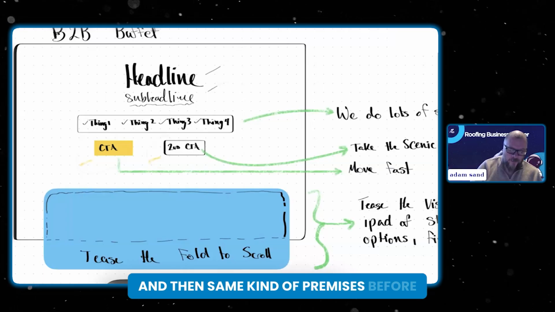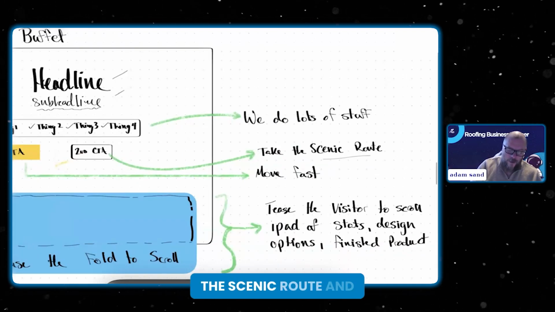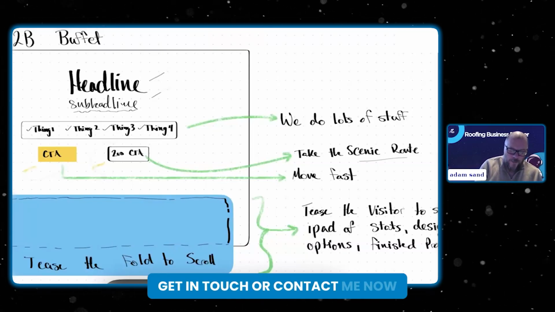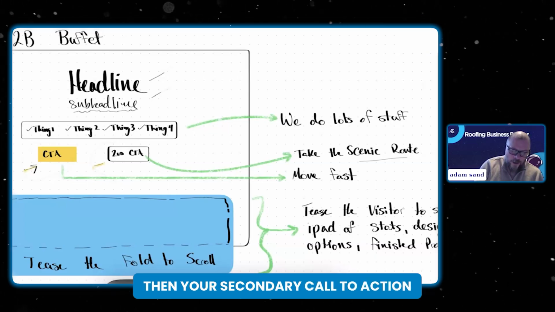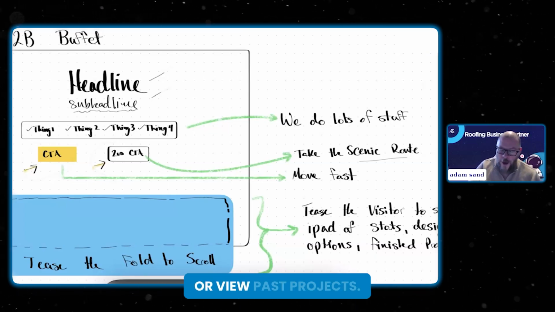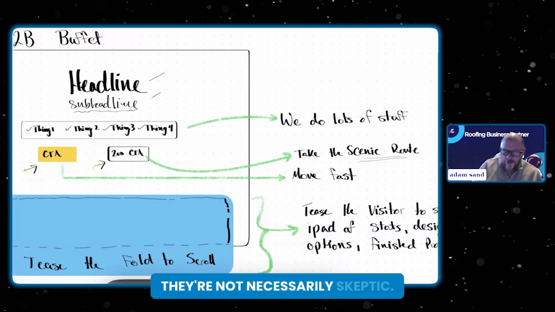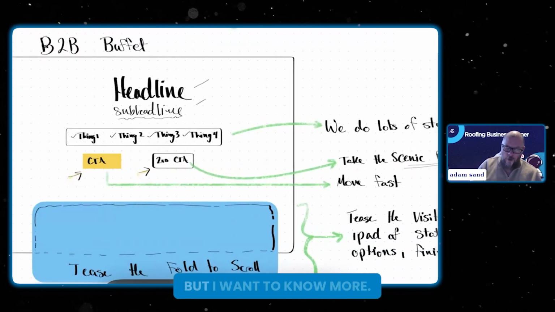And then same kind of premise as before, you have a call to action for the people who want to move fast, and you could have take the scenic route and this second CTA. So this one could be like get in touch or contact me now for your primary call to action. Then your secondary call to action could be like view our certifications or view past projects. So that's more the scenic route for the people who want to learn more. They're not necessarily skeptic. They're just like, okay, you've satisfied my 4 biggest concerns, but I want to know more.